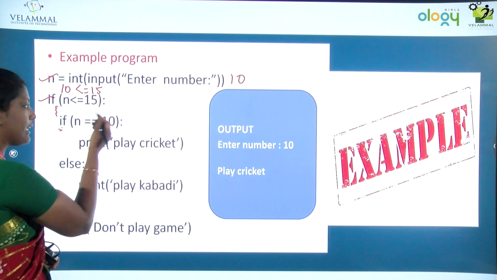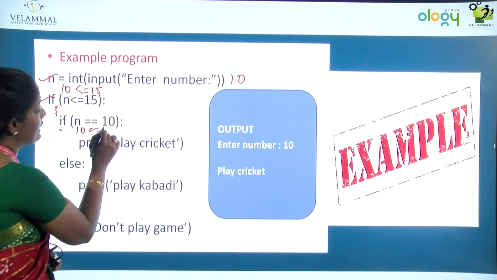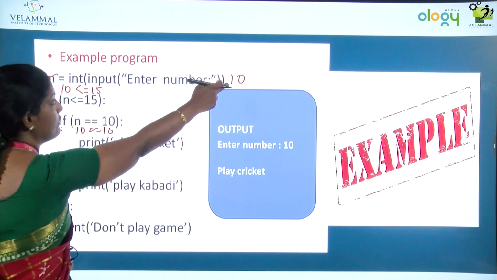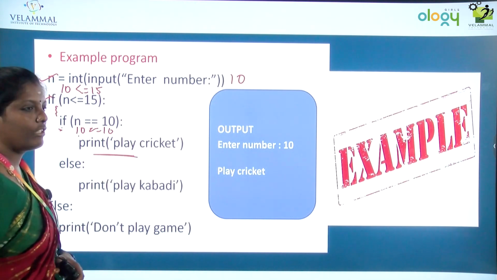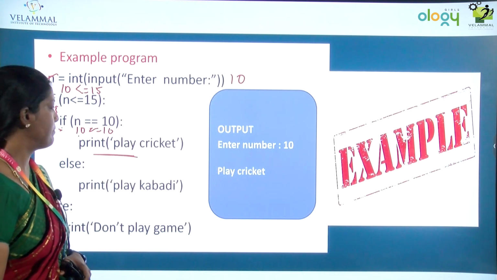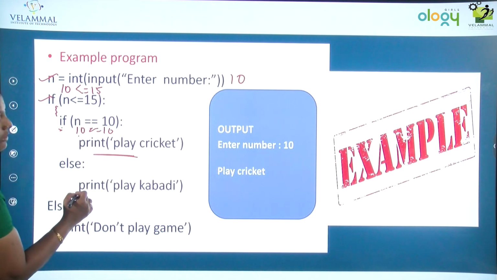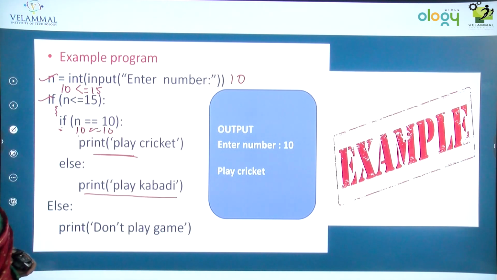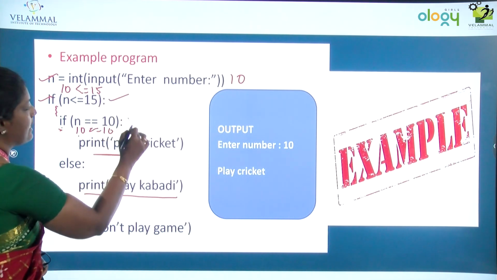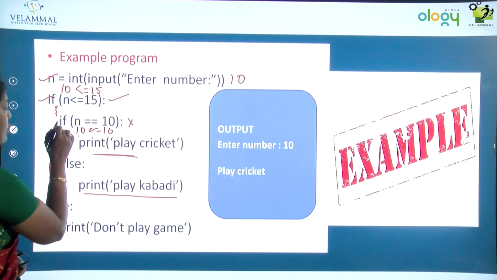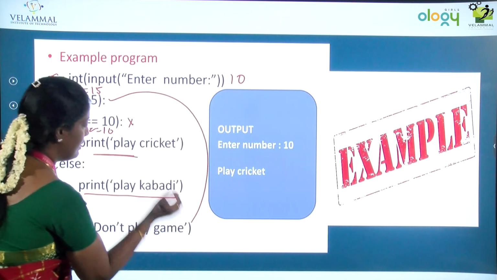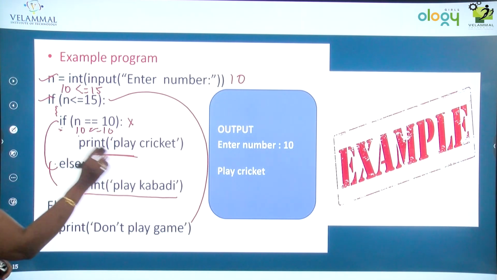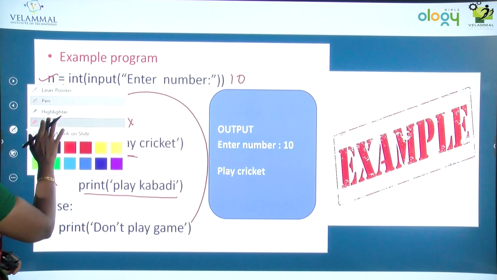It's checking for another condition, where 10 is equal to 10. The value you have given is 10, and 10 is equal to 10. It's true, right? So you will get the statement play cricket. If that is false, what will it say? Play kabaddi. Only if this statement is false does it go to the else part. So this else will be combined with this else, and this if will be combined with this else. If all the statements are false, then it takes this else. Can you understand? Shall I repeat it?